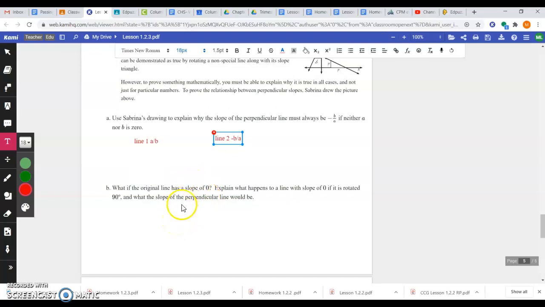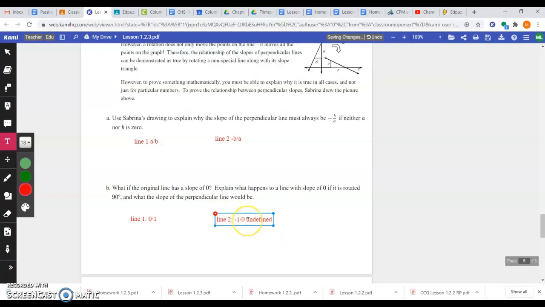Okay, now it says, what if the original line has a slope of 0? And so I'm going to explain it this way. Like I said, a slope of 0 for line 1 could be written as 0 divided by 1, because 0 divided by 1 is 0. Now it explains what happens if it's rotated 90 degrees. Well, that would create a perpendicular line, meaning we're going to get this pattern of flipping and making negative, which would give us line 2 being a negative 1 divided by 0, and that is what we call undefined, because you cannot divide by 0.